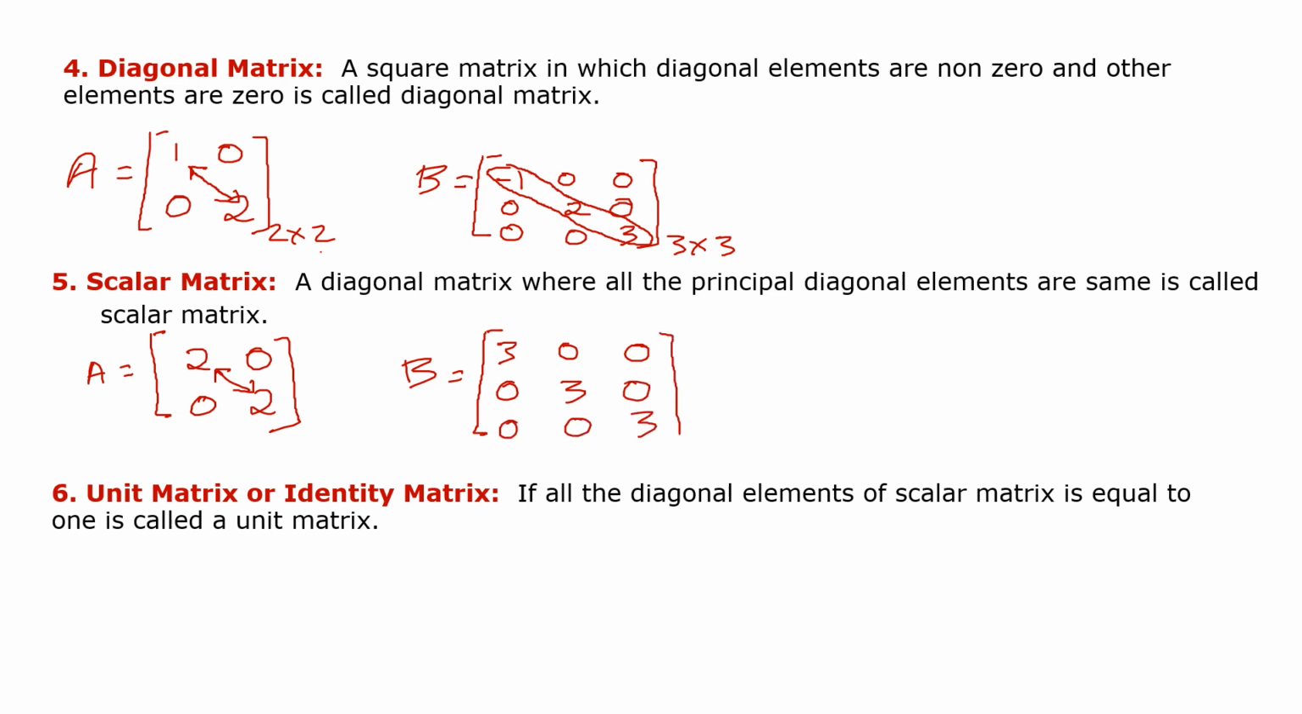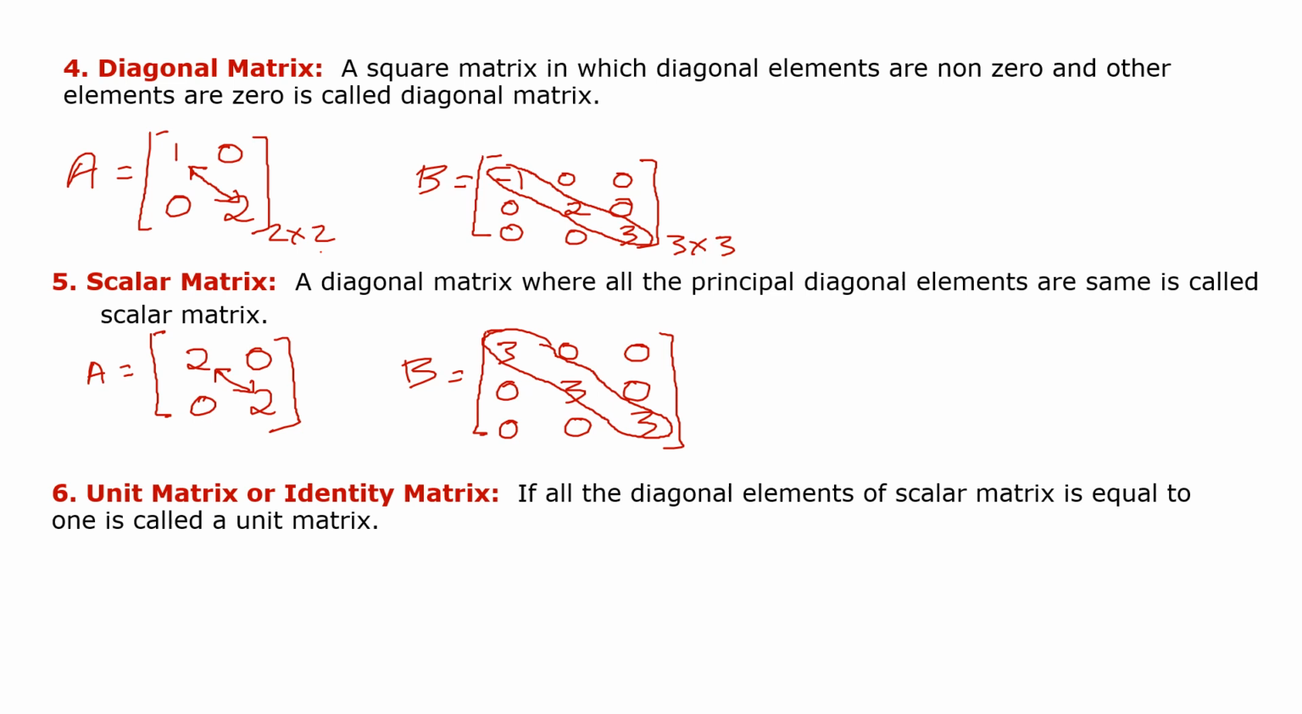One more example, matrix B, you take it as 3, 0, 0, 0, 3, 0, 0, 0, 3. So here also you see this is the diagonal element, right? So here the diagonal element should be same, that is 3. Not necessarily only 2 or 3, any number, it can be 5, 6. So all the diagonal elements should remain same. Then we can consider it as a scalar matrix.